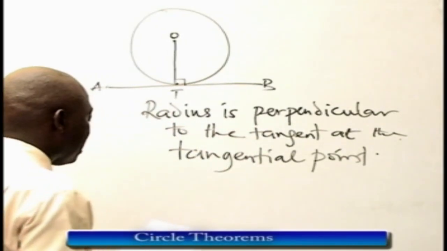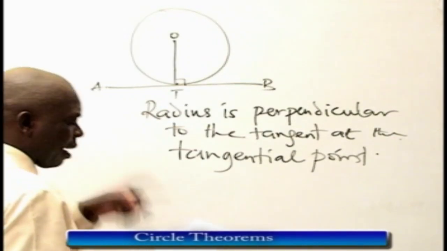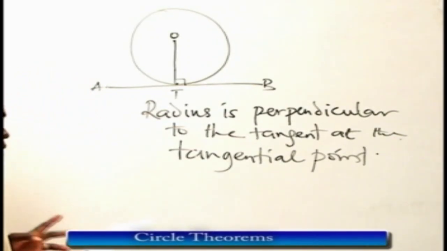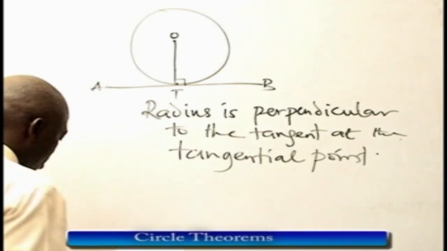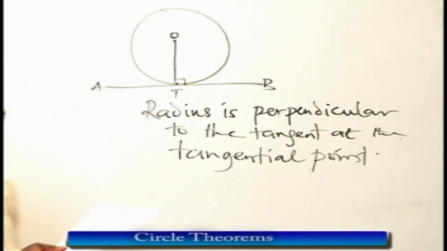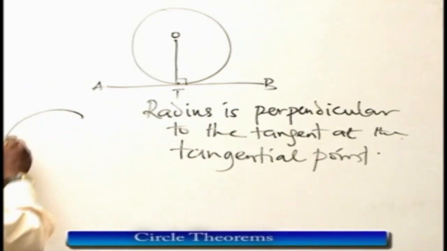And then finally, the angle between a tangent to a circle and a chord through the point of contact is equal to the angle in the alternate segment. That looks rather confusing, but let me quickly explain to you. Look at this.